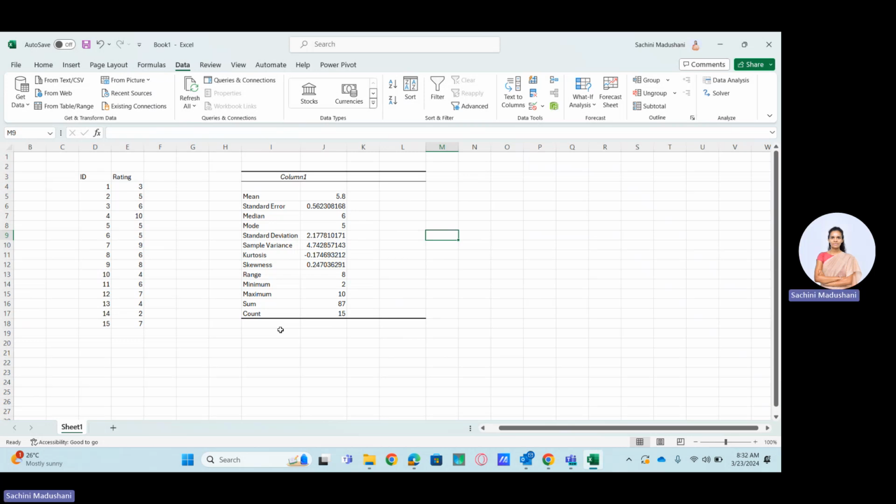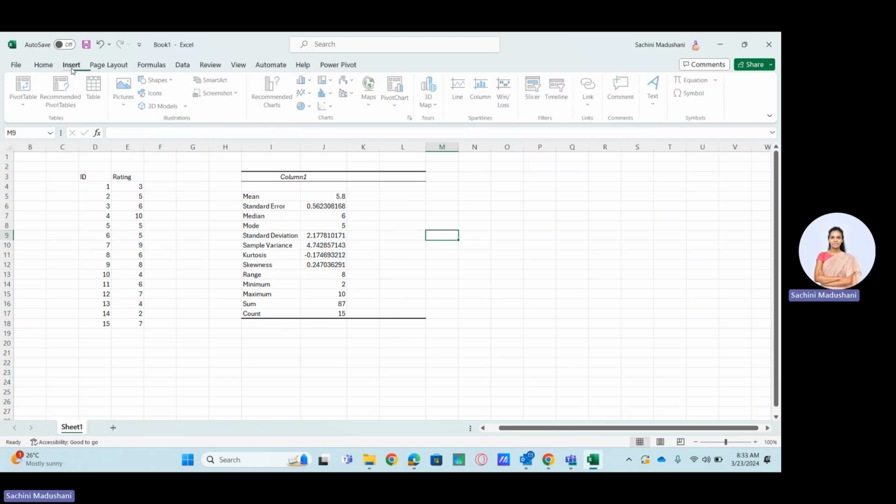Then if you want, you can insert a graph. You already know how to get the graph. You can insert a bar graph or pie chart. That is the part we call descriptive analysis. Here there is only one variable, customer satisfaction. Normally in a data set we have a lot of variables.